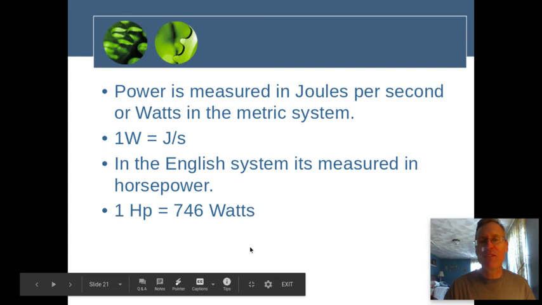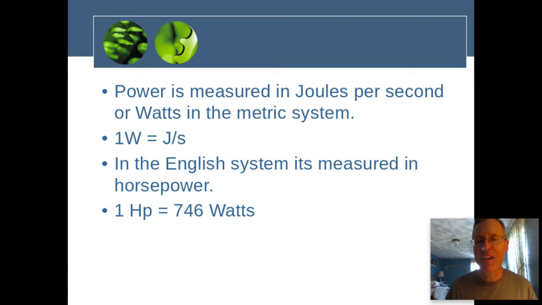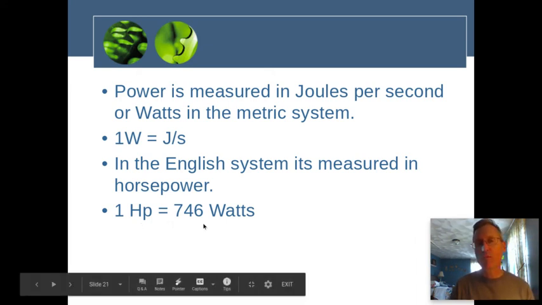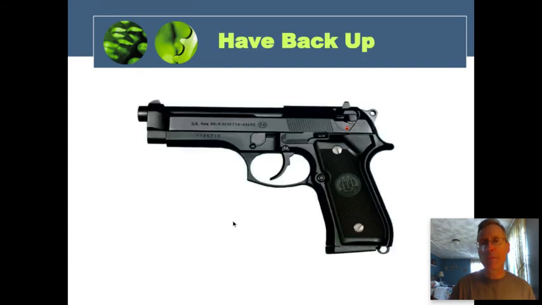The other unit that we measure power in is horsepower. Because a watt is kind of a small unit, if you're trying to measure something that is powerful, you want to go with a larger unit like a horsepower. And a horsepower is 746 watts of power.